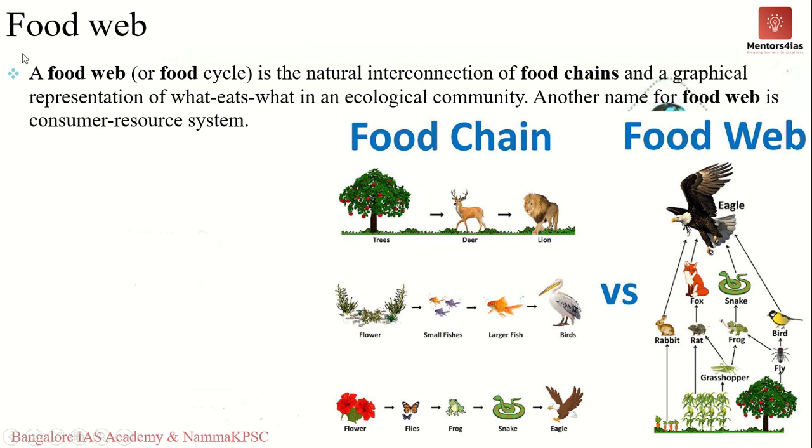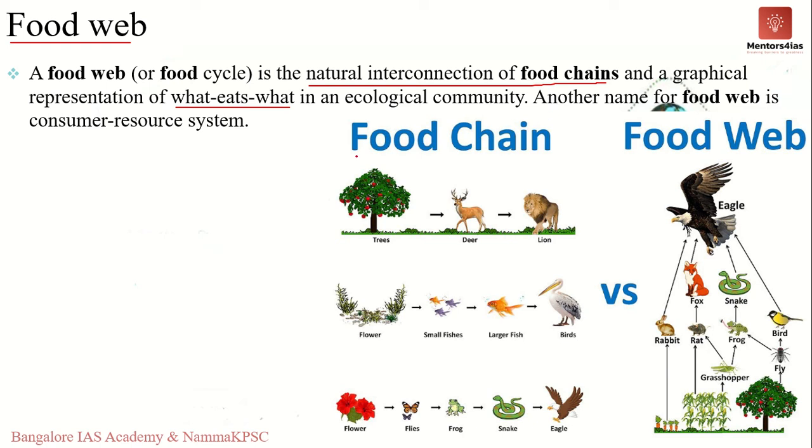Okay, so the next is a food web. Now, a food web is nothing but a network of interconnected food chains which contains all the food chains within a single ecosystem. It actually gives a graphical representation of what eats what within the ecosystem and the dynamics of energy transfer within the ecosystem.